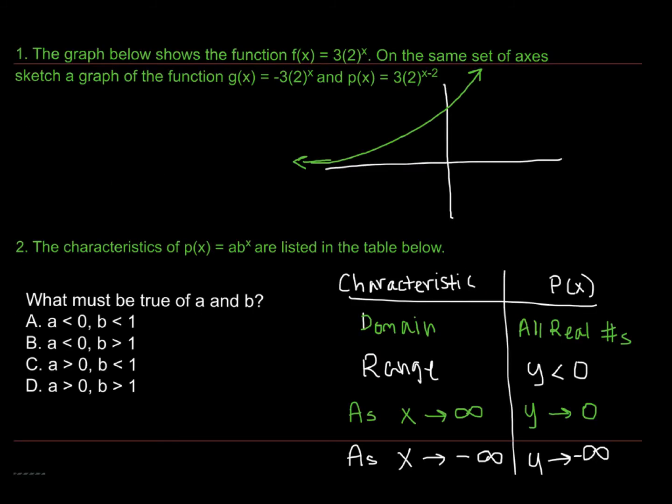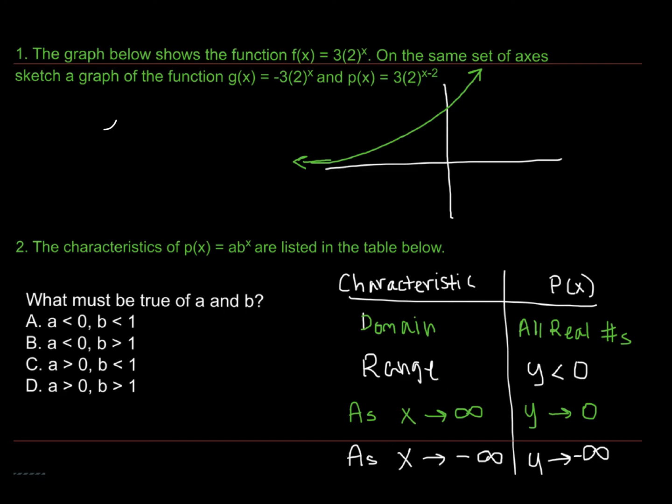A couple more questions to take a look at. One is very straightforward. I do want to talk briefly about number 2. So here we're given a function p of x, and a and b are not told to you. You have to decide what has to be true about a and b so that these characteristics can be the case. I'll talk briefly about what this means. So the characteristic of the domain is all the possible inputs, or x values, and for this function, p of x, it can be any real number, all real numbers. So you want to make sure that your function works so that any x value is doable.